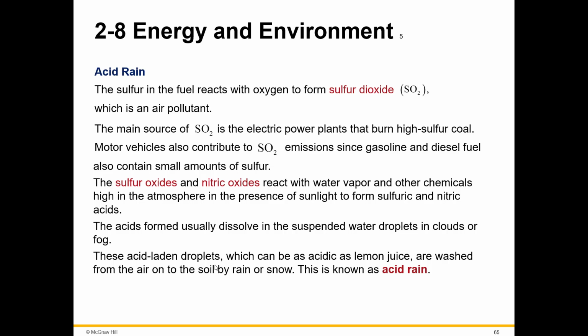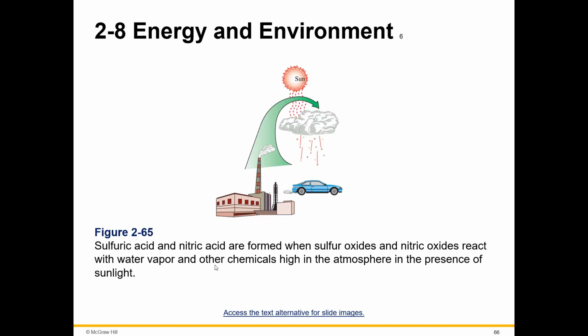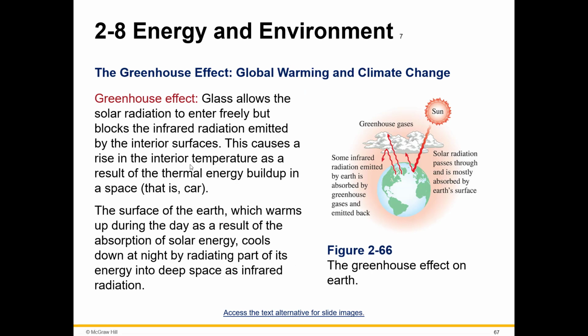And then acid rain is the sulfur in the fuel when it reacts with the oxygen to form sulfur dioxide, which is an air pollutant. So then it goes into there. And this is just a schematic of it as well. So you have these plants, and then it gets heated up by the sun, and then you've got acid rain. And then the greenhouse effect, which if you've all been in a car on a cold day, but the sun is baking your arm through the window, you have experienced the greenhouse effect.